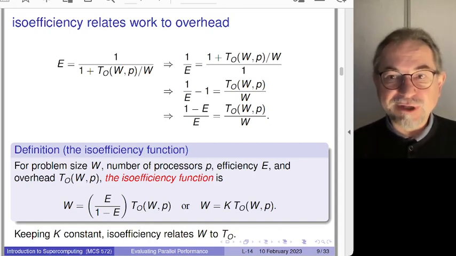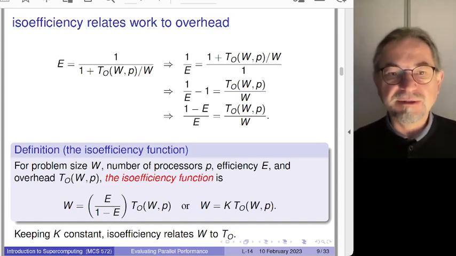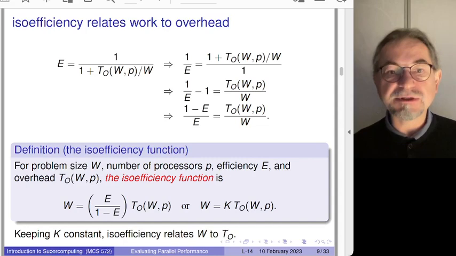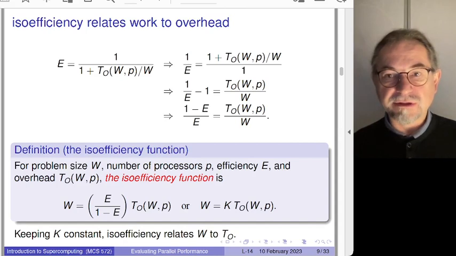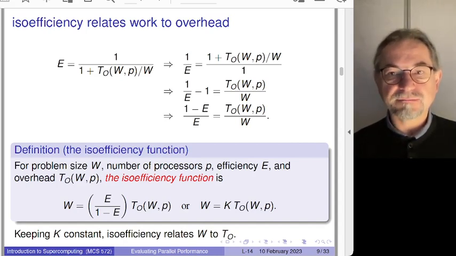So rewriting once more, we can express the problem size, relate the problem size and the overhead with the constant k. So we keep the same efficiency, which means that also we keep the same speedup, relating the problem size with the overhead. Okay, so this is the important concept of isoefficiency.